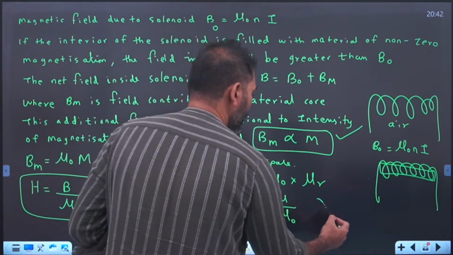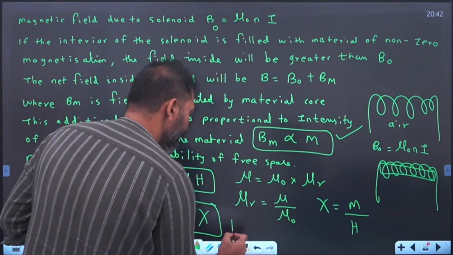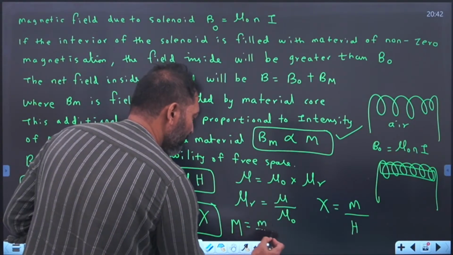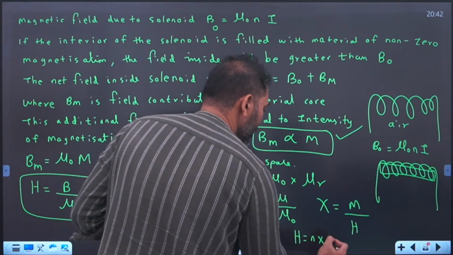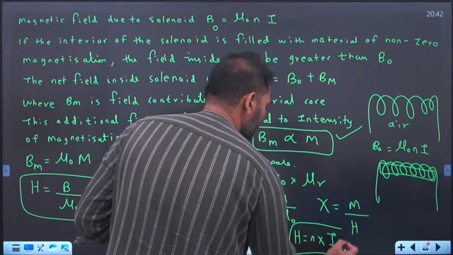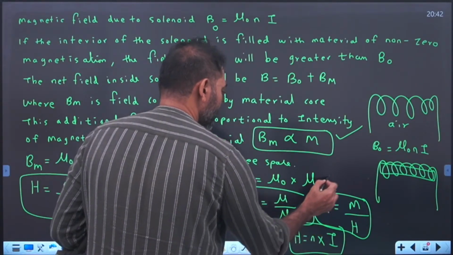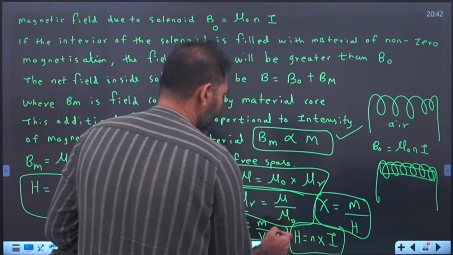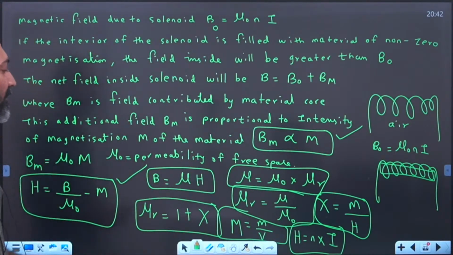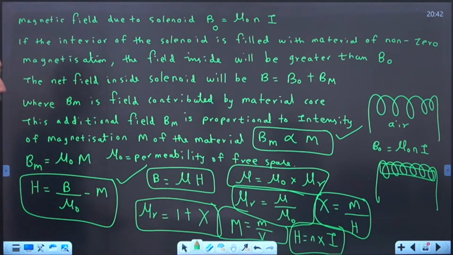And chi is equal to M by H. Now M is magnetic moment by volume. H is number of turns per unit length into current. You have to learn all of these equations by heart, no need to derive them. What is intensity of magnetization? Magnetic moment by volume. What is magnetic intensity? Number of turns per unit length into current. Now B is equal to what?